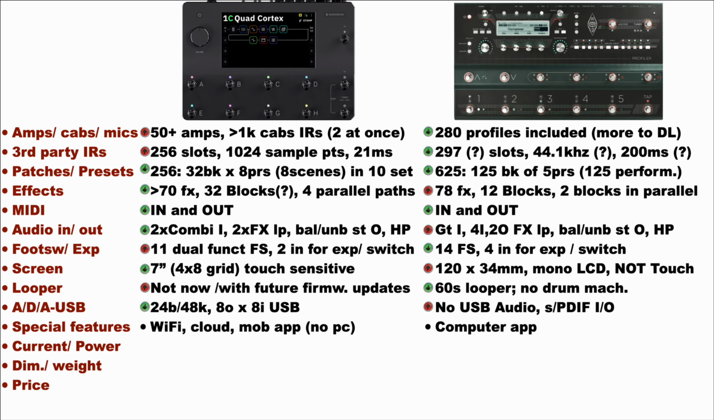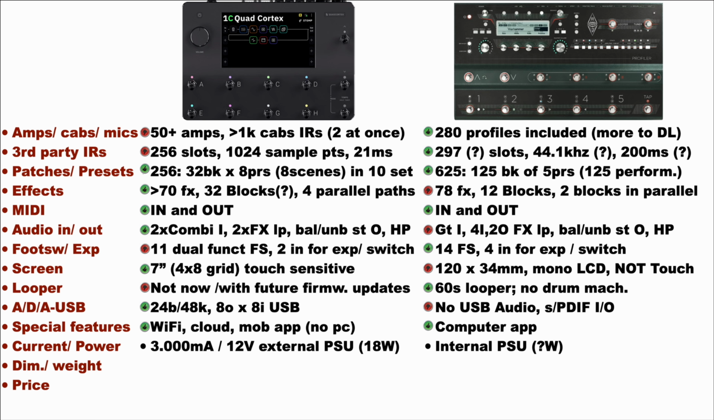As regards special features, I would mention the Wi-Fi capabilities of the Quad Cortex that allow us to do firmware upgrades and upload and download presets and IRs in and from the cloud. Among the Kemper special features, I would mention the computer app that is currently missing for the Quad Cortex. So here I would give a thumbs up to both of them, as the Wi-Fi capabilities of the Quad Cortex are nice, but for my workflow the Kemper computer app is pretty important and useful.